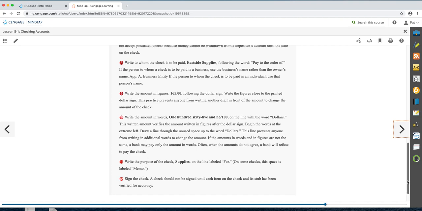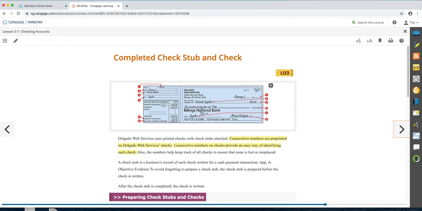These are all the steps. We'll walk through them real quick. They always say that you want to do the check stub first. The numbers are written here in order. Checks are pre-printed and pre-written in consecutive numerical order. You're writing the amount of the check here, the date, who it's to, what it's for. Okay? Again, this is business. You don't always maybe write that when you're writing personal.